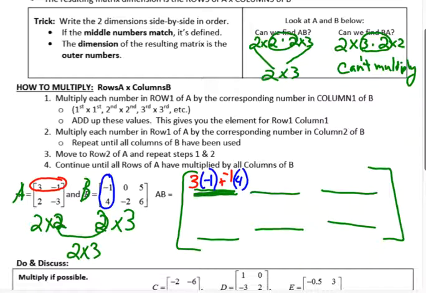Now if I go to the next number over, this is going to the second column. So I'm going to move this over to highlight the second column. 0 and negative 2 are the numbers I'm going to be using for the column numbers. So again, I'm going to start with that first row of 3. And then my first number in the column is 0, plus negative 1 is the second number in the row, and negative 2 is the second number in the column.